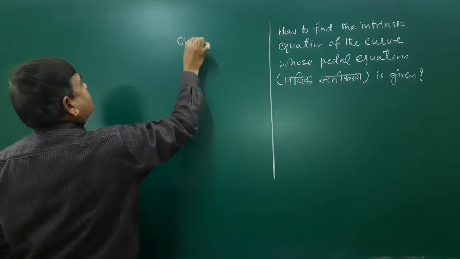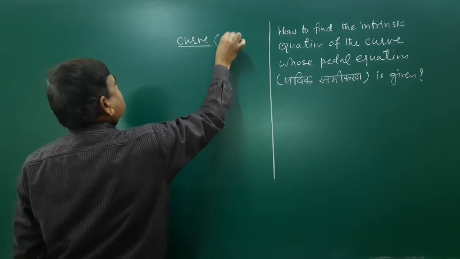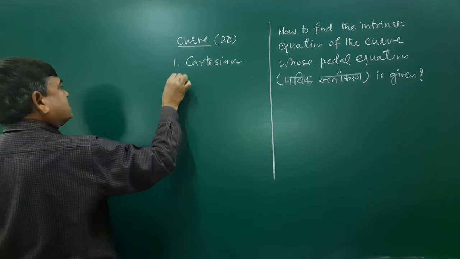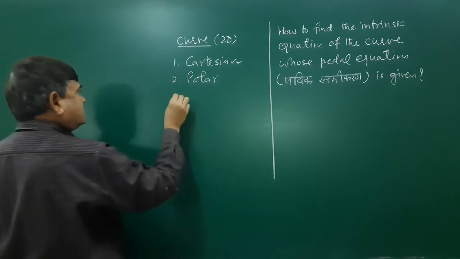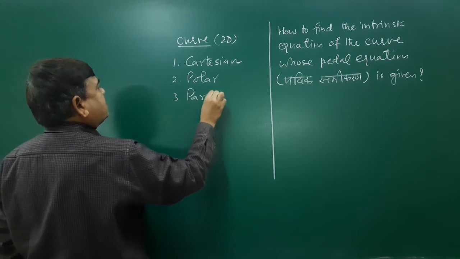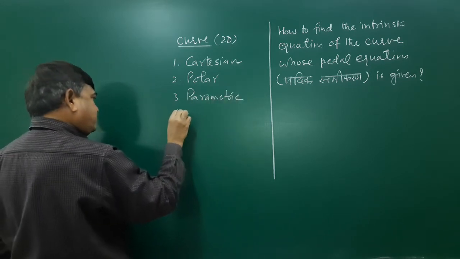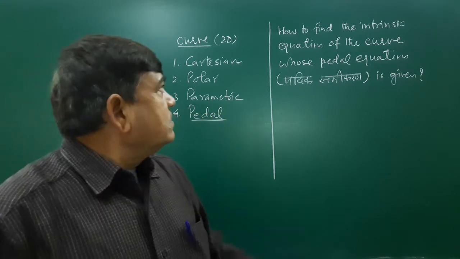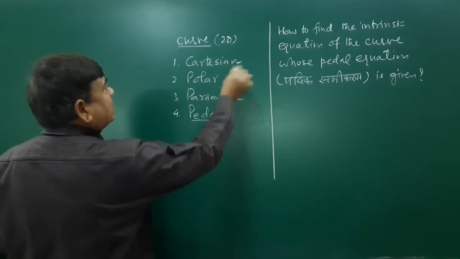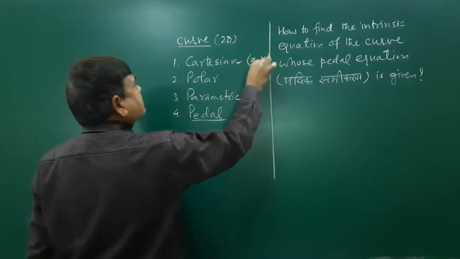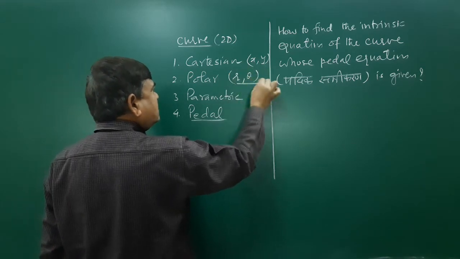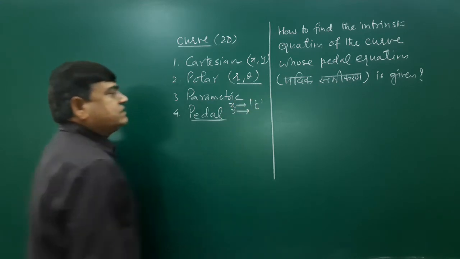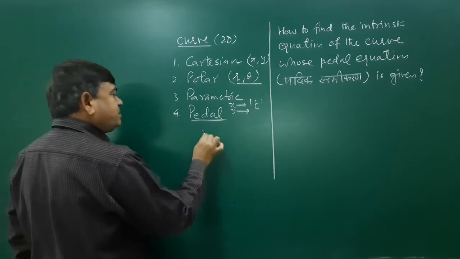Equation of curve, you remember, that is 2D: Cartesian, polar, parametric, and fourth, that is pedal equation. So pedal equation, that means Cartesian in terms of x y, polar r theta, parametric when two variables are in terms of t. Pedal equation, that means the relationship in p and r.